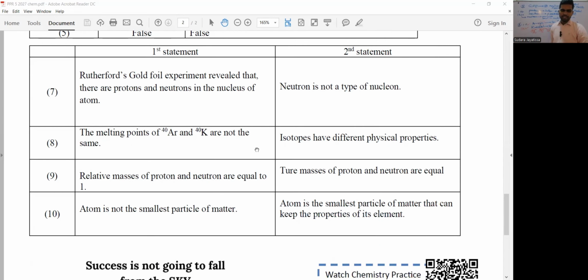Right? And look at the ninth one. The relative masses of proton and neutron are equal. It's true. We say it is 1 equal to 1, right? And it is also given in the question. But when you go to the actual masses, the actual masses are not that equal. Okay. So which one is heavier? Is it proton or neutron?